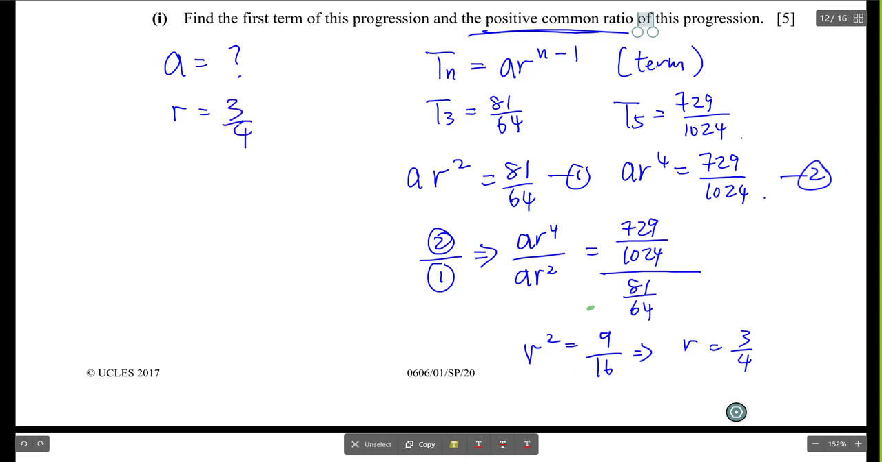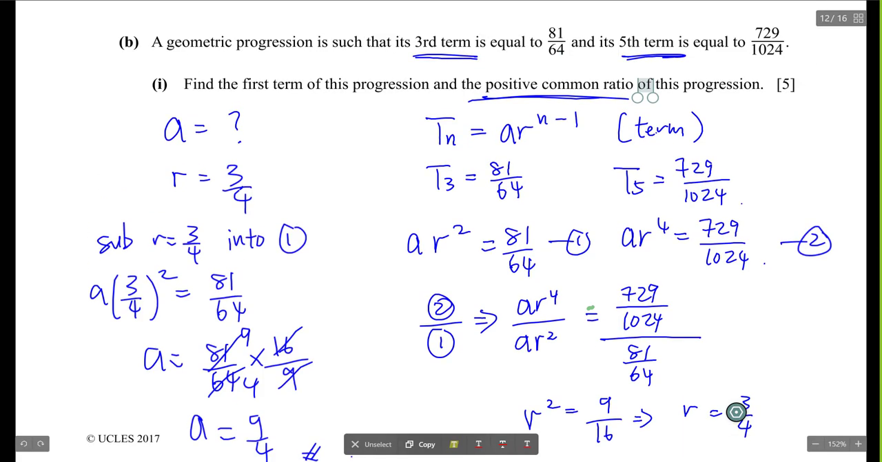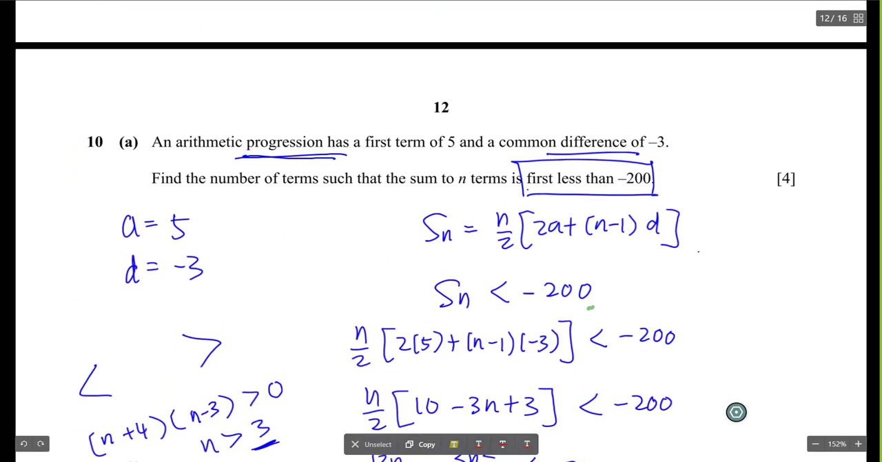Then you just sub the 3 over 4 into equation 1 or 2. So sub R equals 3 over 4 into 1. So A times 3 over 4 to the power of 2 equals 81 over 64. So R squared equals 9 over 16, right? So A will become 81 over 64 times 16 over 9. Simplify, you get 9. Simplify, you get 4. 9 over 4. Okay, so this is how you do this kind of progression question.